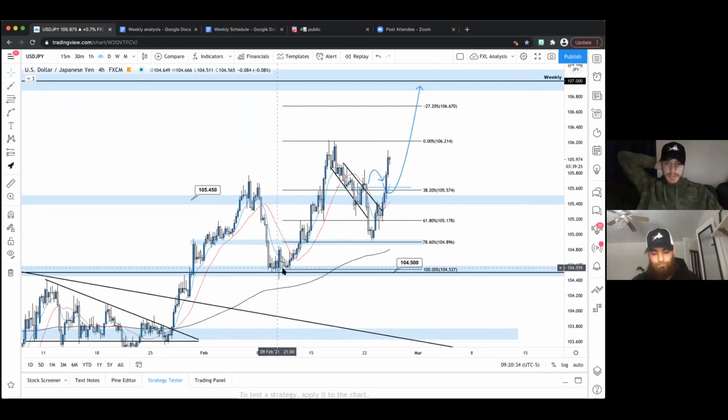So this was a nice little entry, this higher low, right? Nice bullish variations, nice confirmations to enter on. Could have been a nice long opportunity on that. And then another one right here.